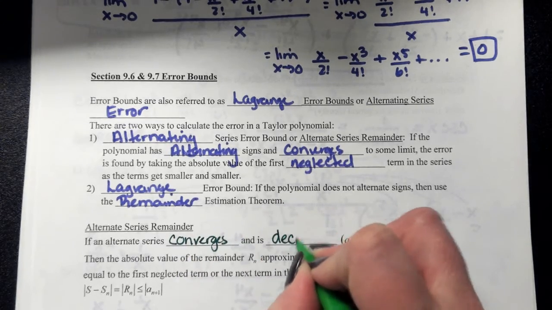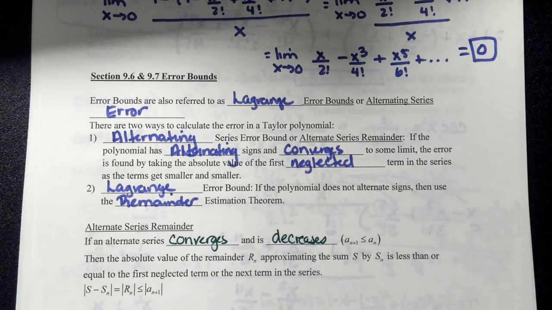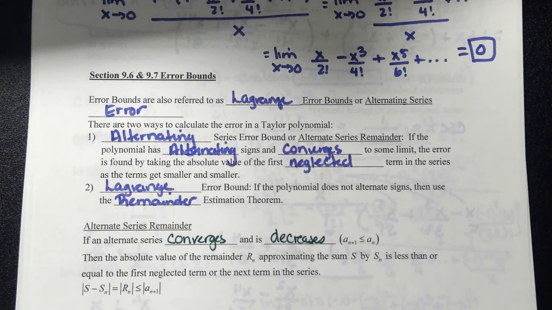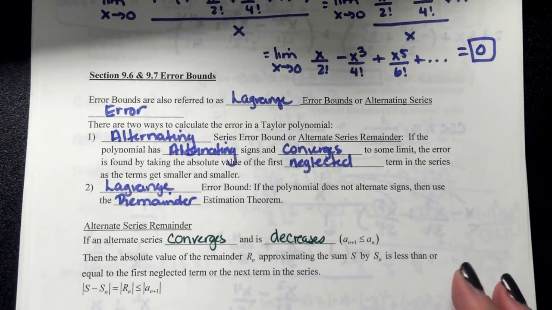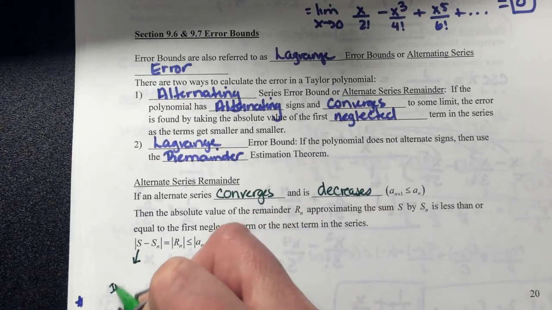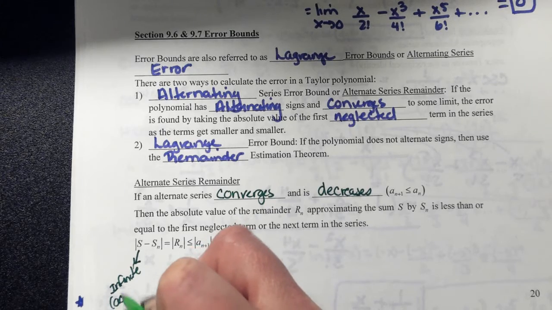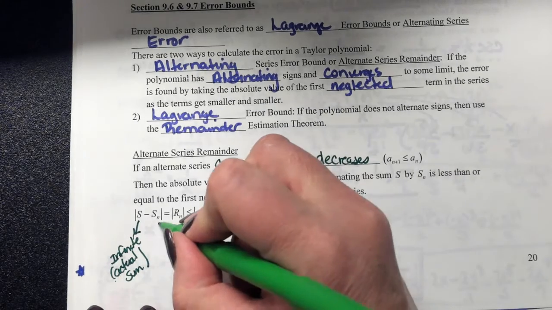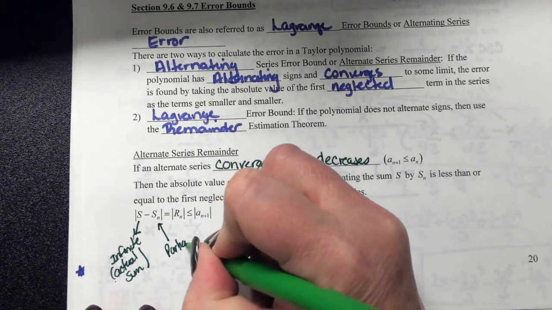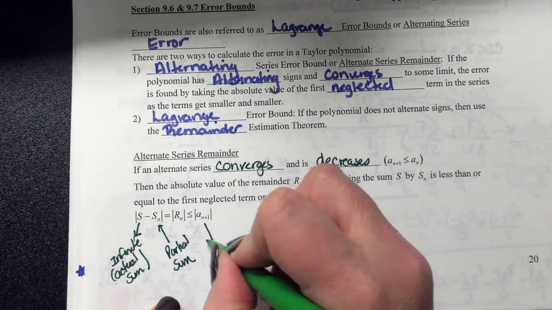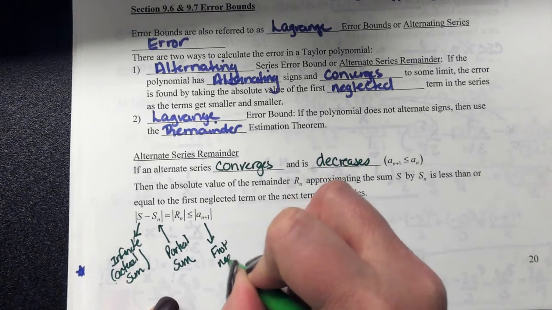So like I said, if you have an alternating series that converges and it decreases, then the absolute value of the remainder approximating the sum by S sub n is less than or equal to the first neglected term or the next term in the series. So in words, this is what we're talking about. S represents your infinite sum, or what the actual sum is. Your S sub n is what the partial sum is. This A sub n plus 1 is your first neglected term.